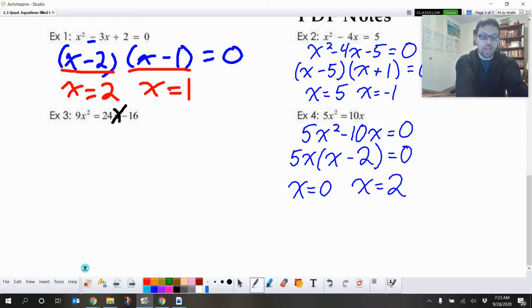So I'm going to bring everything over to the squared side. I like stuff with the squared side since my factoring is a little bit easier that way. So I'm going to bring everybody over to the 9x squared.